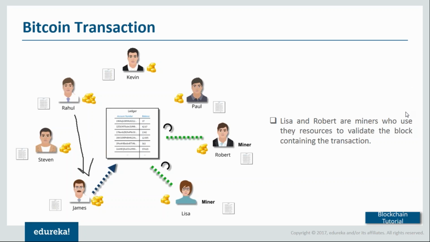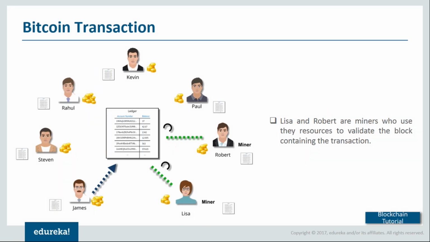But let's say James has received 200 Bitcoins from Steven, and Rahul has sent him 100. So I need to keep checking all the previous transactions to verify that he has sufficient balance, including his credit as well as debit history, and then decide whether this transaction can go through. Now this is exactly what Lisa and Robert do as miners.